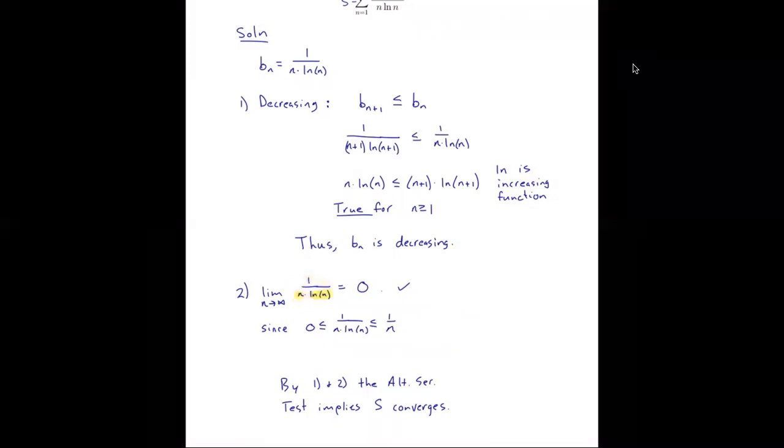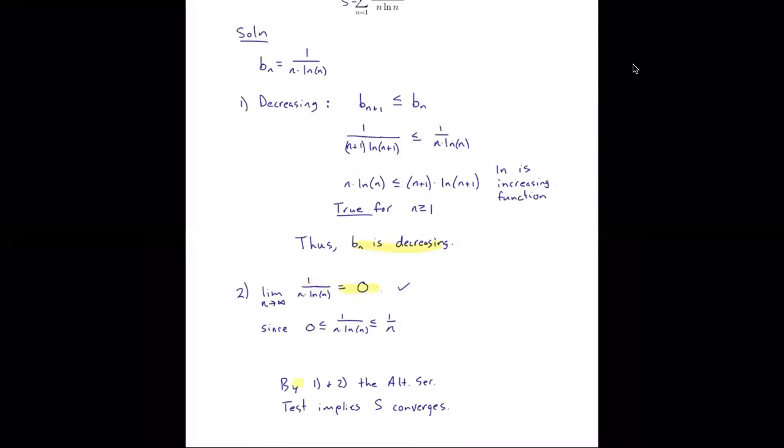So we've got both conditions. The sequence of series terms is decreasing. The sequence of series terms has a limit 0 as n goes to infinity, and we can thus conclude through the alternating series test that the series S converges. So we've seen another one converge.